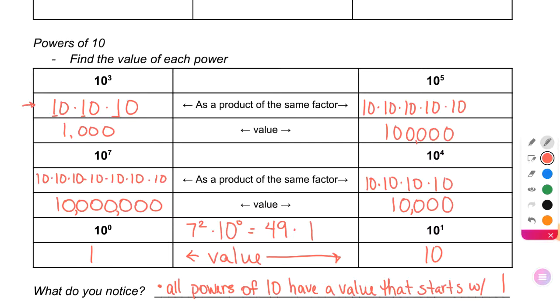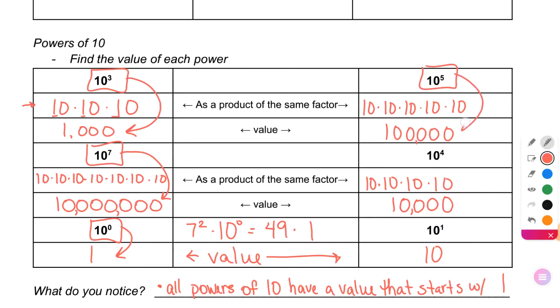Anybody else notice anything? Brady? The exponent is how much, like the number, the exponent, like 10 to the 7th power, would mean that there would be like 7 zeros. Yeah, he noticed that the exponent is the same as the number of zeros in the value. So here the exponent was 3, and there were 3 zeros in the value.